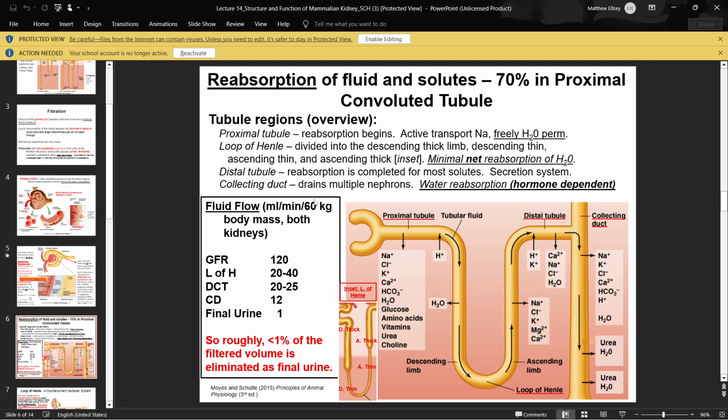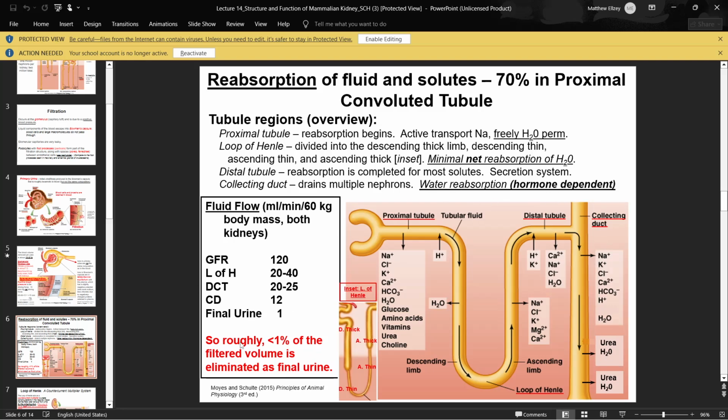And then, of course, at the end here, we have the collecting duct. A collecting duct actually drains multiple nephrons. So we have this collecting duct at the end, and it's going to drain multiple different nephrons. And water reabsorption here is very hormone dependent. It's going to play a large role. We're going to talk about some hormone that really depends on the reabsorption of water in the collecting duct.